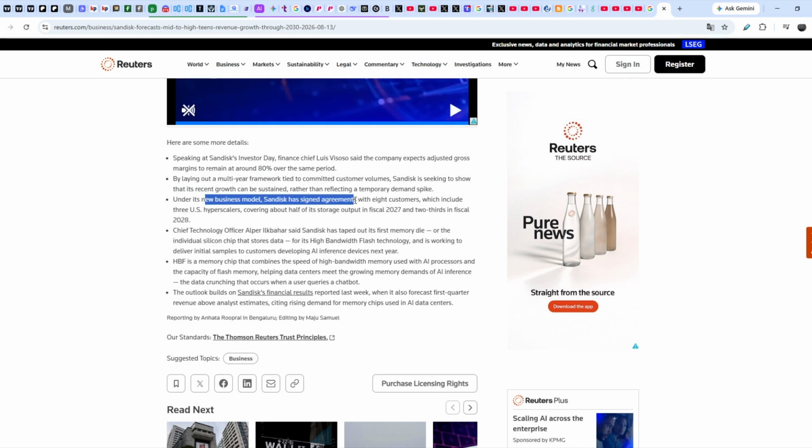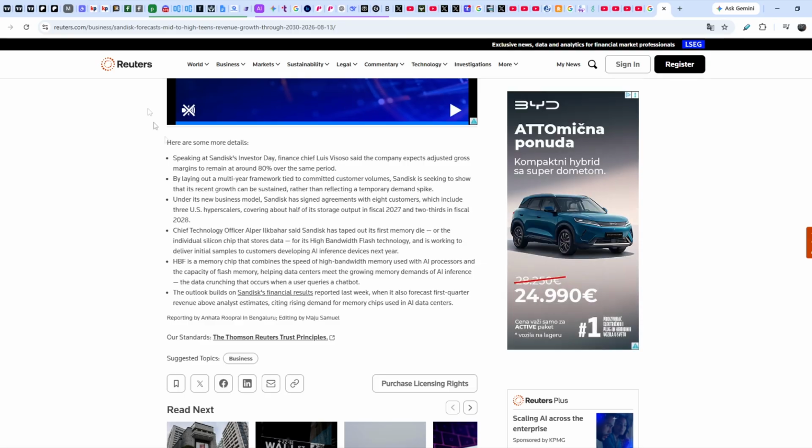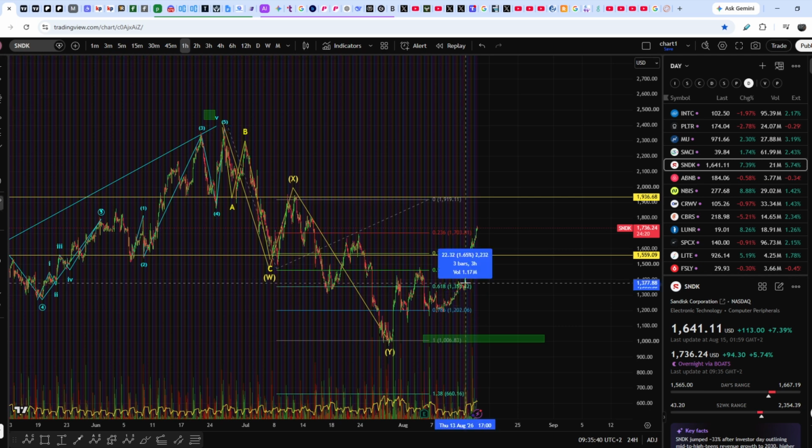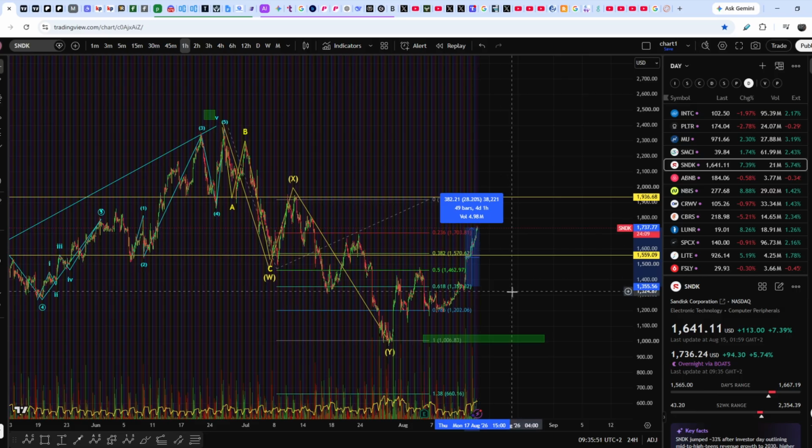Under its new business model, Sandisk has signed agreements with 8 customers, which include 3 US hyperscalers, covering about half of its storage output in fiscal 2027 and 2/3 in fiscal 2028. And guys, definitely this news was extremely favorable for the price and for investors, and that is why the price of Sandisk stock went up in 2 sessions alone, from this level of $1,350 all the way up to $1,700. It gained within just 2 sessions more than 28% to its value.